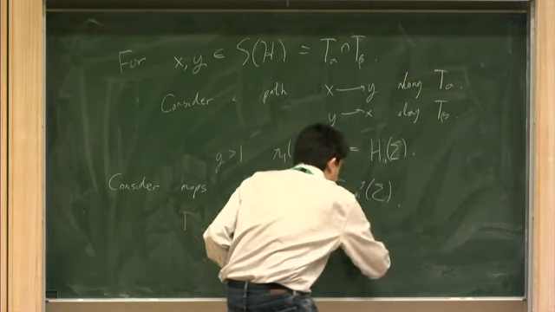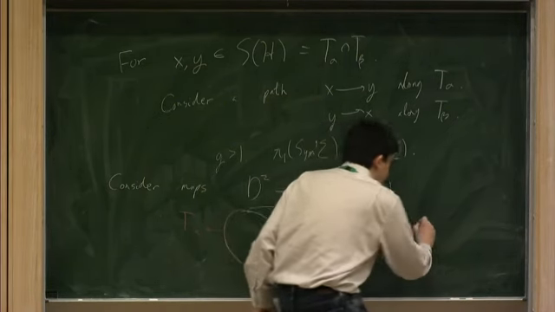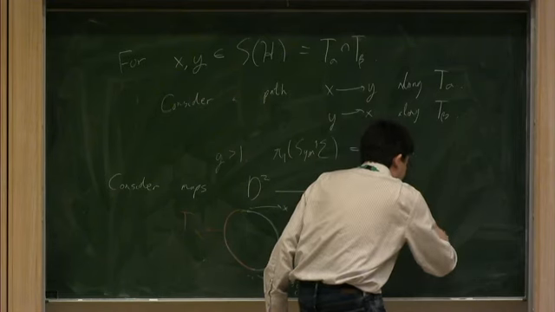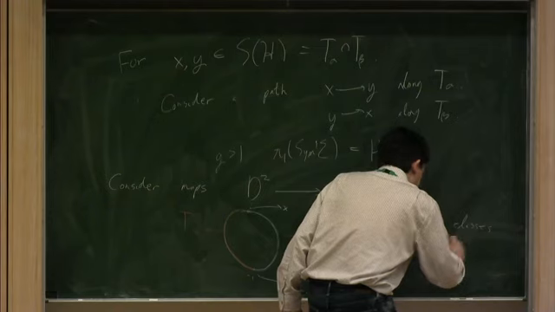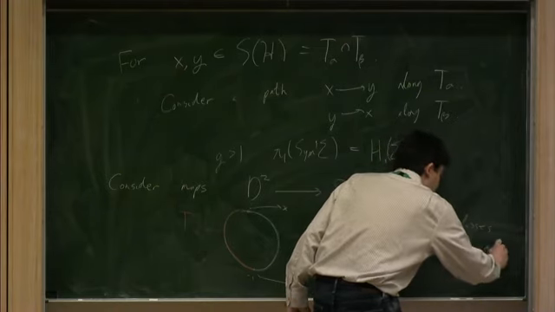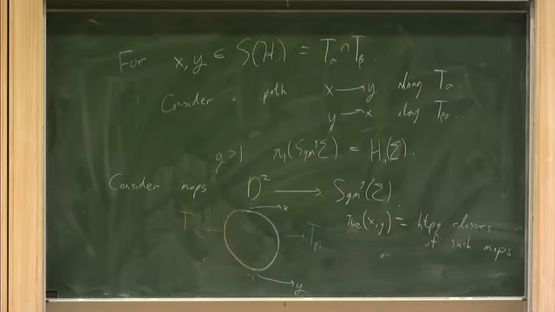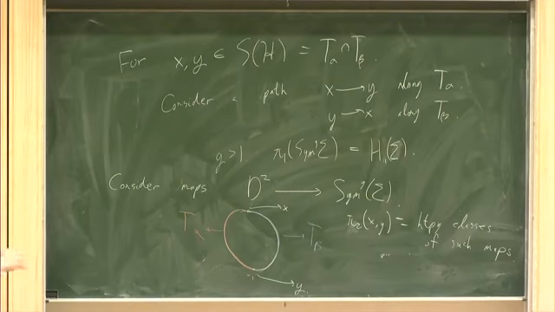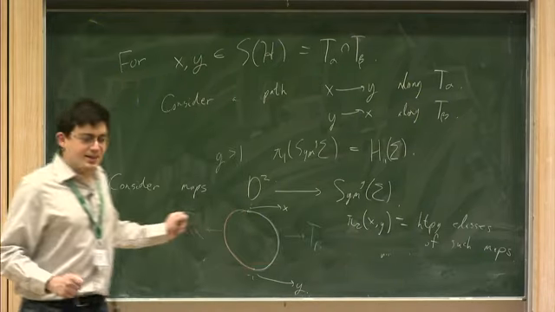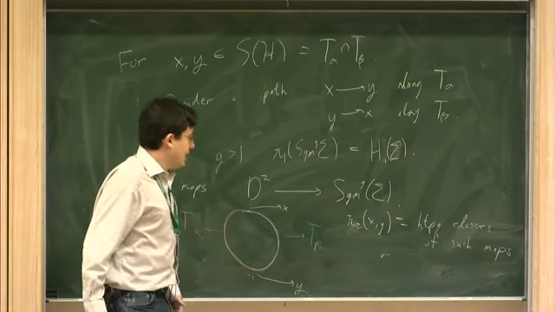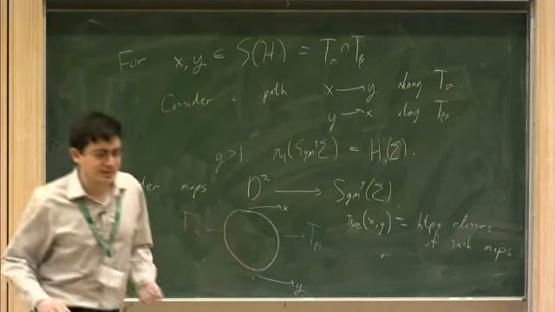to denote by pi 2 of x comma y is going to be the set of homotopy classes of such maps. Okay? That set might be empty and it might be non-empty. And what we're going to be interested in is going to be holomorphic such maps. So I guess I need to say a little bit more.